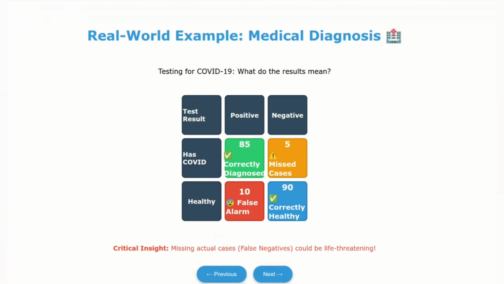We can also view this as percentages or normalize the matrix to better understand the proportions. This is especially useful when dealing with imbalanced datasets. Pro tip: always check if your matrix is normalized by row, column, or shows raw counts. This changes the interpretation completely.